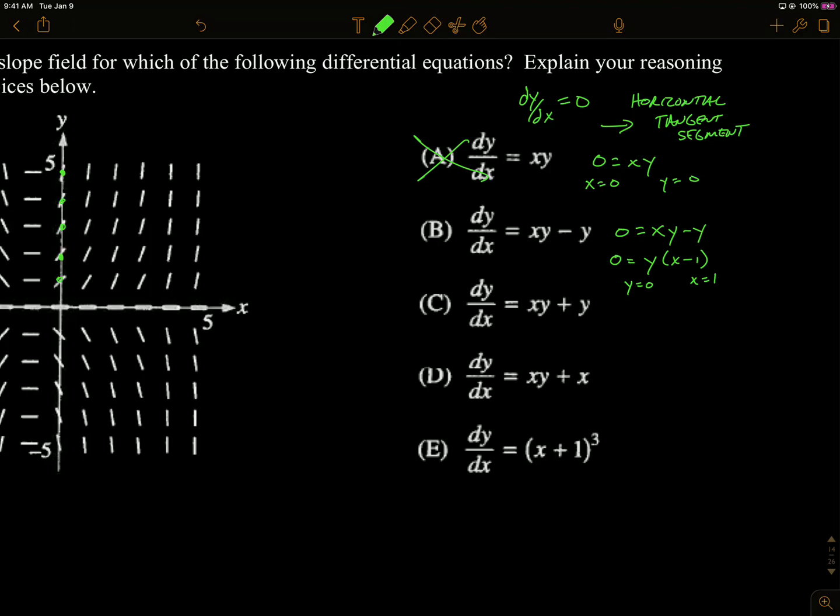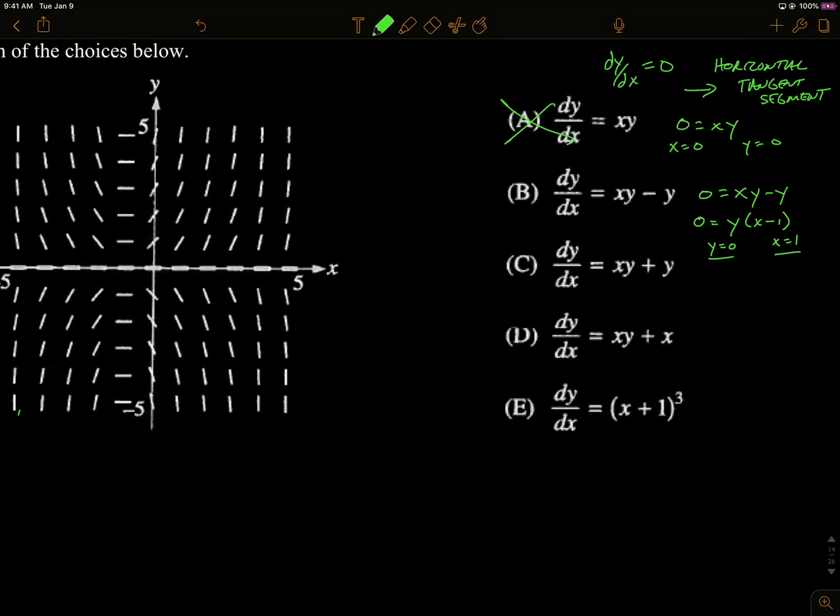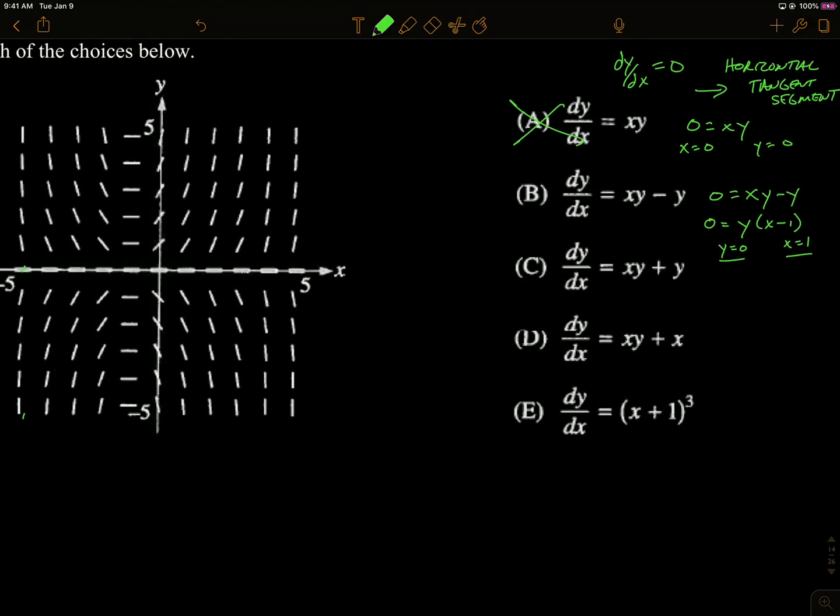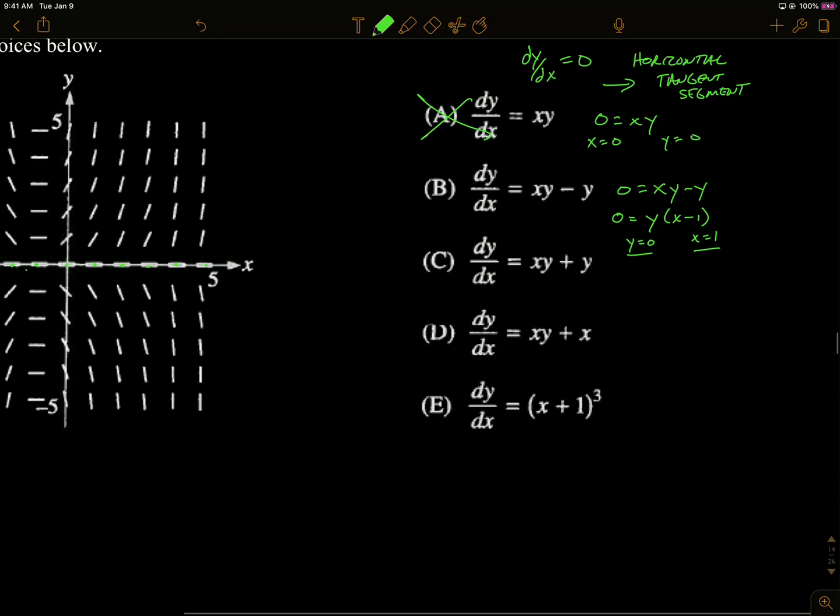So this means any points where the y is 0 would have a horizontal tangent, and any points where the x is 1. Well, let's look at points where y is 0. Y is 0 at all of these points here, right? Got -5, 0, -4, 0, 1, 0, 2, 0, 3, 0. These all have y values of 0, and all their tangent lines are horizontal.